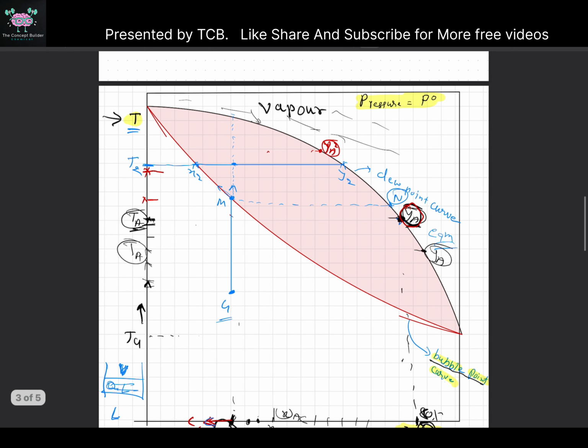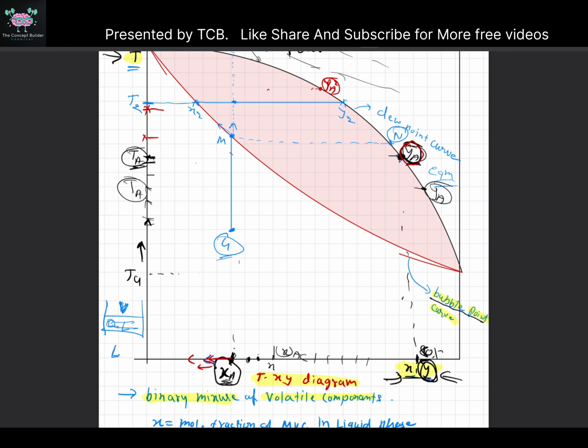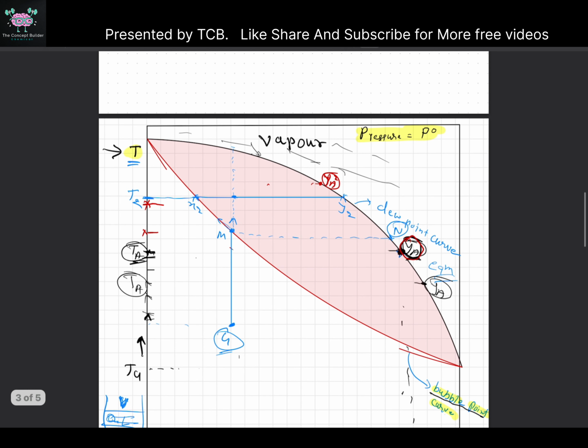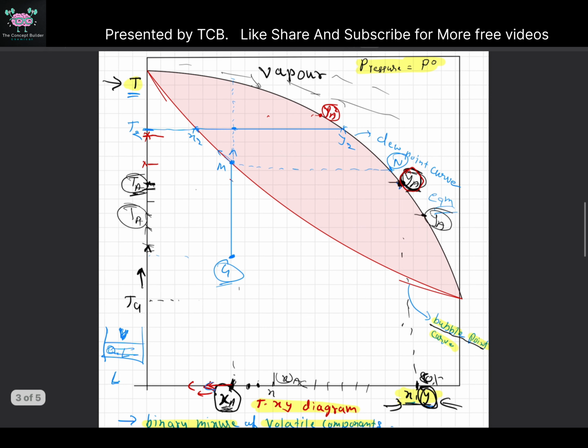Let me again clear it. What does it mean? I started here when the temperature was something like this, and after I gave more heat, some amount of the more volatile component went into vapor, and at some point the composition of the liquid phase became X2 and the vapor phase became Y2. Okay, so at this time we have liquid of X2 composition and some vapor which has composition Y2. What is its temperature? From the horizontal line, its temperature is T2.